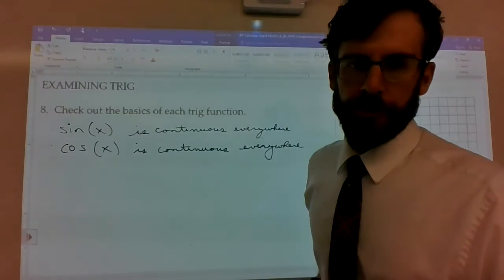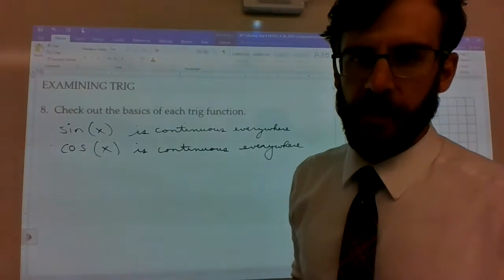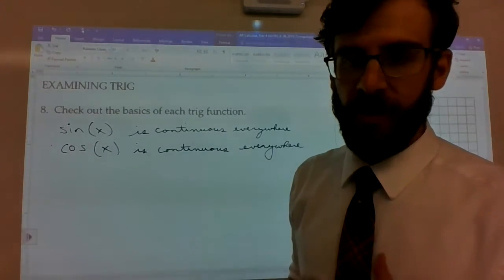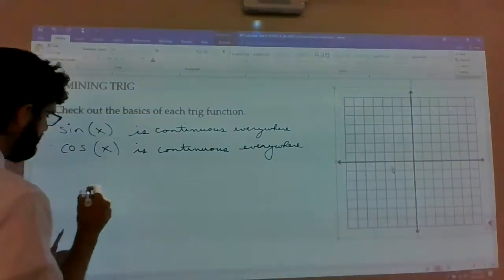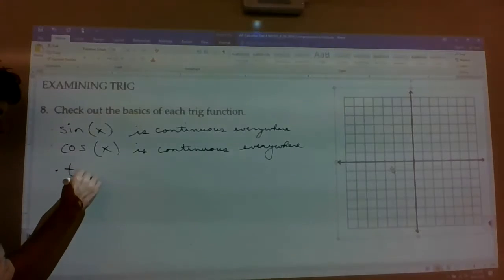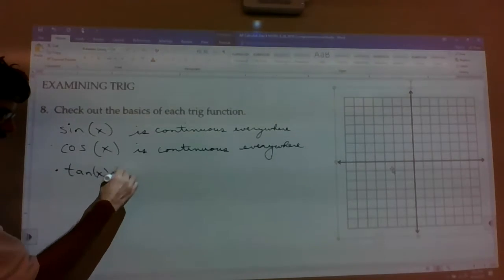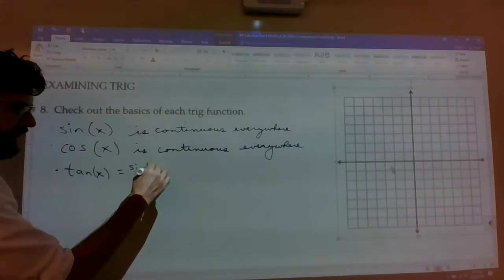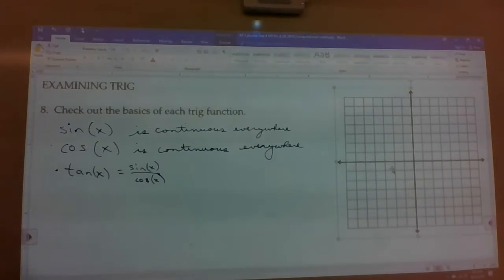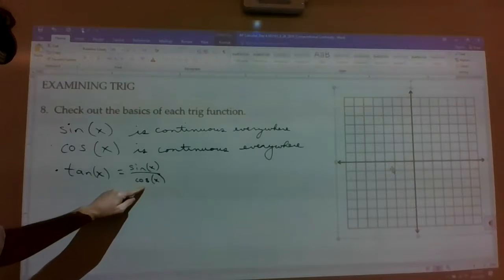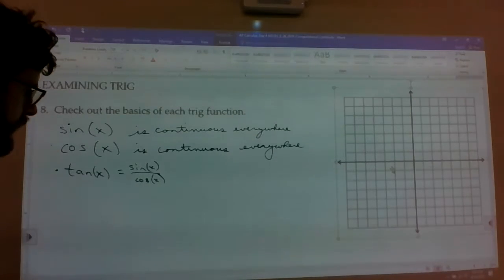Because every other trig function can be written in terms of sine and cosine, always with one of those on the bottom of a fraction. Tangent, for instance, can be rewritten as sine of x divided by cosine of x. Which means we have a domain issue wherever cosine of x equals 0.